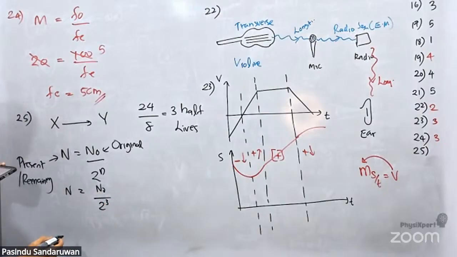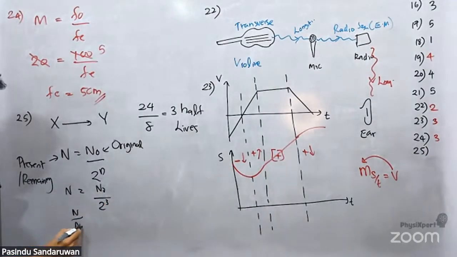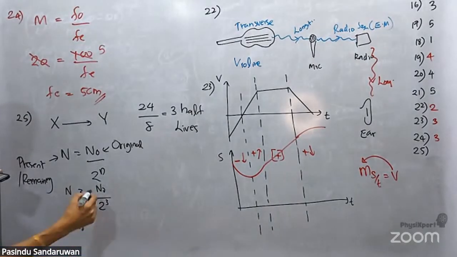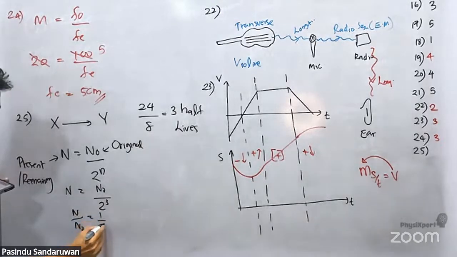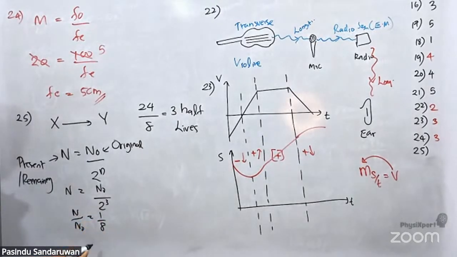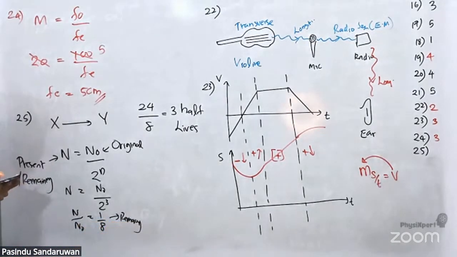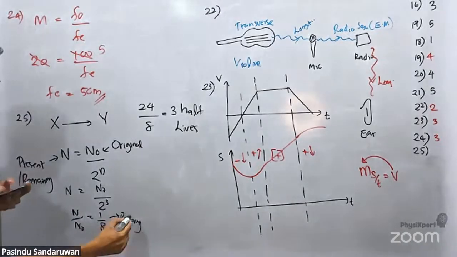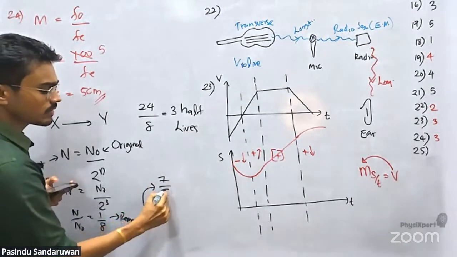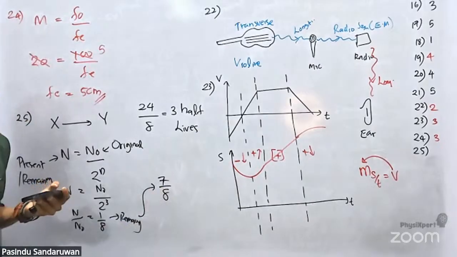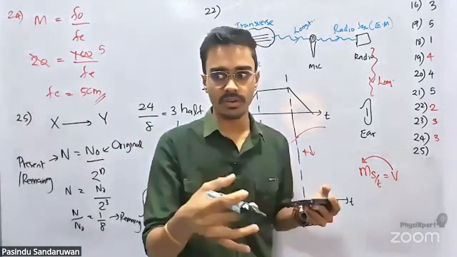So N equals N0 over 2 to the power 3. Then N over N0 is 1 over 2 to the power 3, and 2 to the power 3 is 8. So 1 over 8 is remaining, which means 7 over 8 is converted from X.